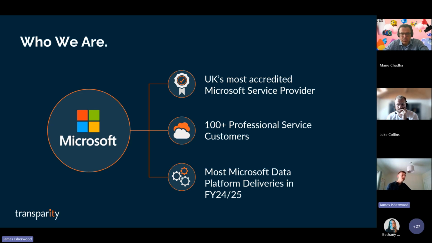services. And just from a technical credibility perspective, we've actually delivered the most amount of Microsoft funded data platforms than any other partner last year. And so again, please do stick around to the end.